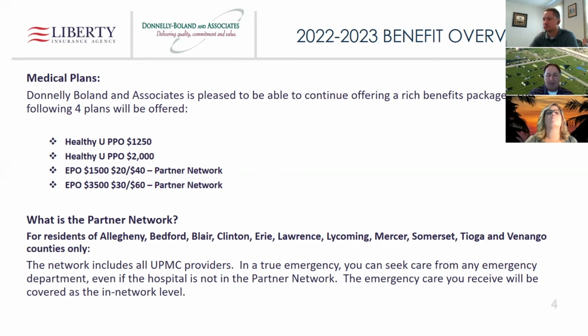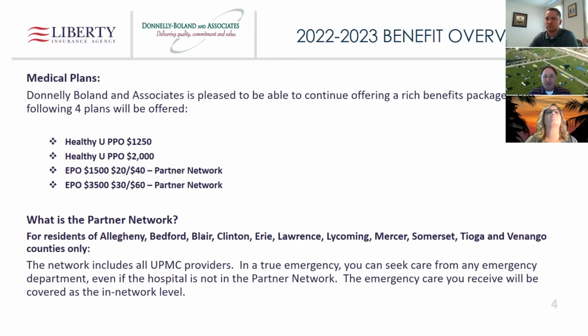So let me just talk about this for a second. The Healthy You plans give you access to the UPMC Premium Network, which includes everything UPMC owns, as well as access to their contracted independent providers, such as Jefferson Hospital, Excela Health, St. Clair Hospital, Cleveland Clinic, Heritage Valley. Those are all partners with UPMC. And with the Healthy You product, you have access to all those providers.